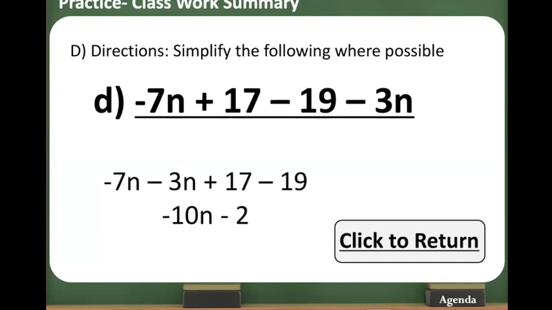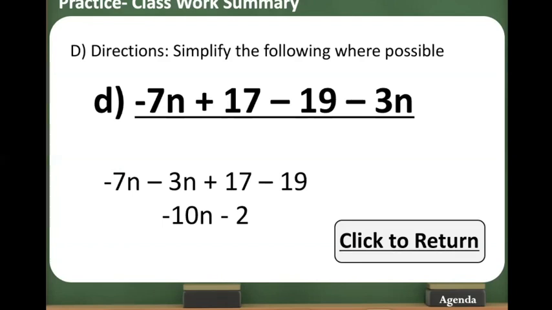Now we have -7 - 3. When the signs are the same, you add and you keep the sign. That's the rule for adding integers. Same sign, you add. So we have -7 - 3, both of them are saying minus, so then we add and we keep the sign.